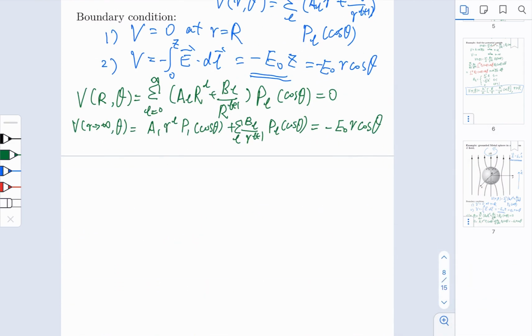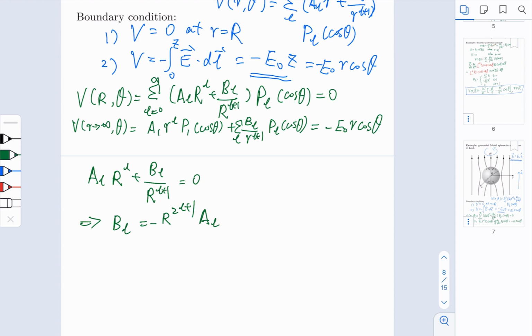Okay, we haven't dealt with the first boundary condition yet. If we look at the first boundary condition, this simply gives a relation like this. If we express B_l in terms of A_l, B_l must be R to the power of 2l plus 1 times negative A_l.